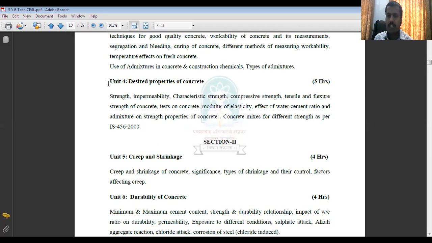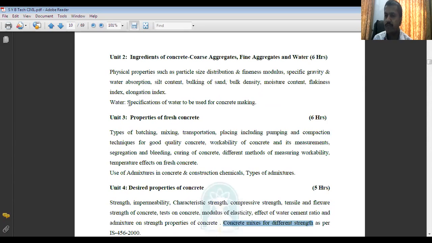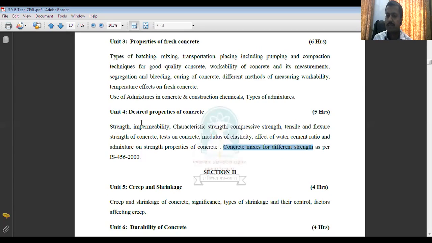Unit number 4, desired properties of the concrete. In that, I think you have completed the strength, then characteristic strength, compressive strength, tensile, flexure, tests on the concrete mixes. Have you done with this part? Anyone can respond to me on this. I am going to repeat it, maybe from any unit, 1, 2, 3, 4. I think up to this part, sir has taught you. All of unit 4 is completed. I think so. Is it correct or not?